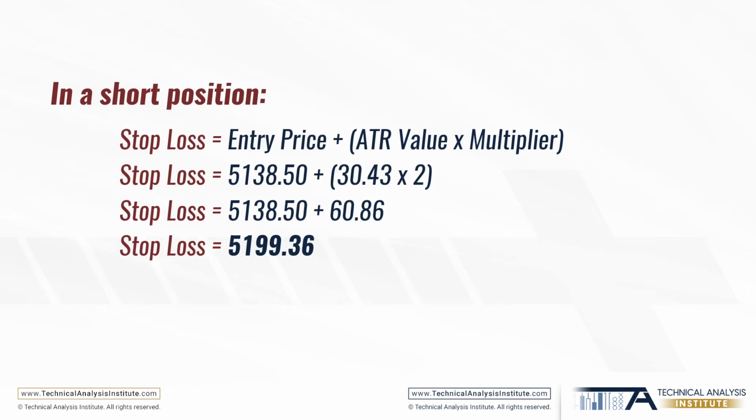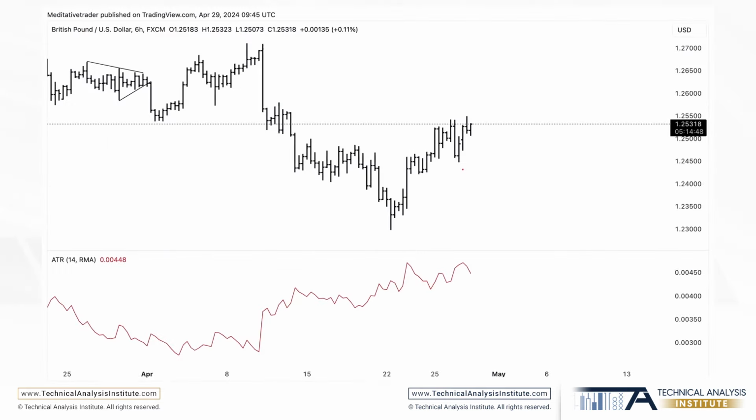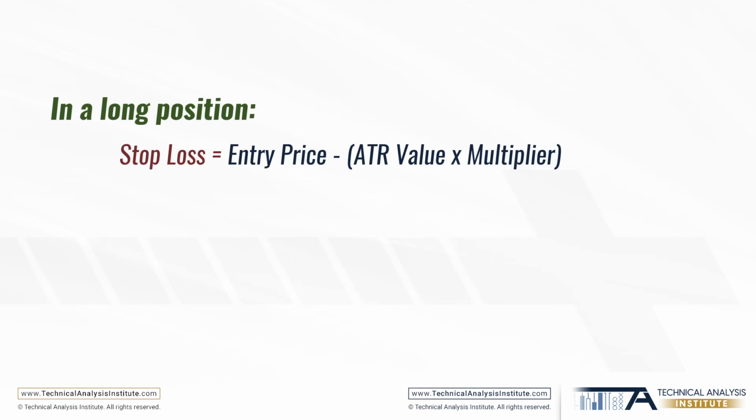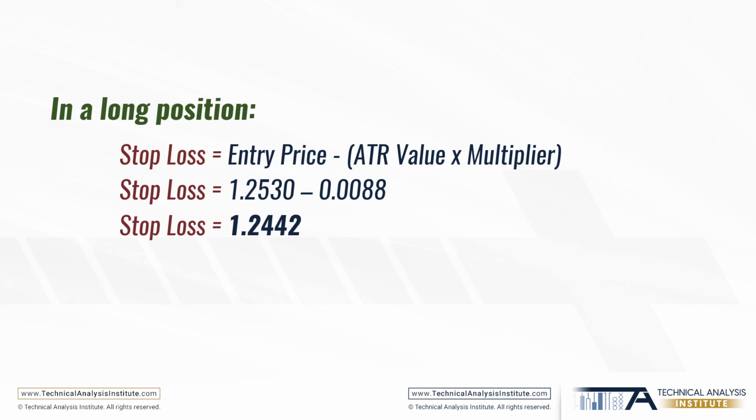Again, those examples are very straightforward, but I know many of our members are Forex traders and they want an example with the Forex market, so here it is. This is a chart of pound-dollar trading at 1.2530, and the ATR reading is 0.0044. First, we determine the ATR adjustment, which is multiplying the ATR value by your chosen multiplier. So entry price, which is 1.2530, minus ATR adjustment, which is 0.0088, that equals 1.2442.